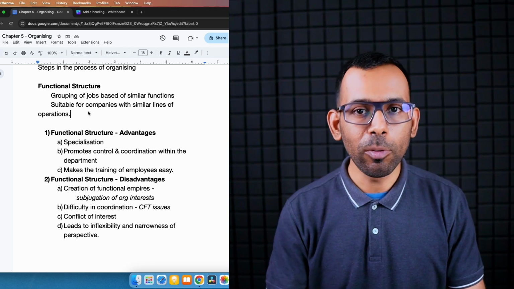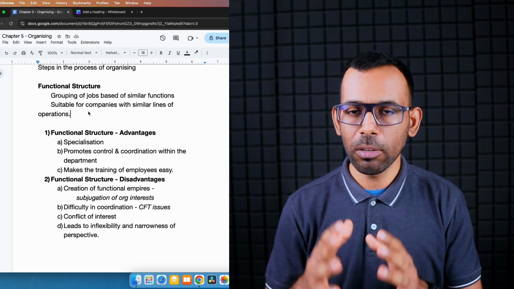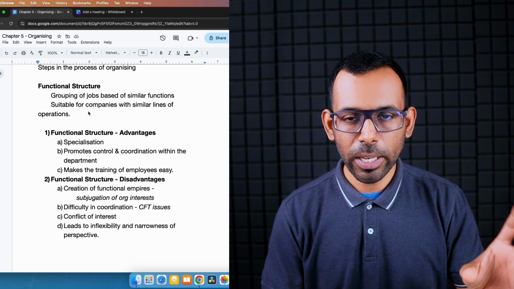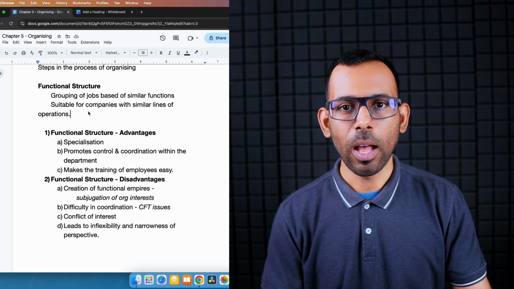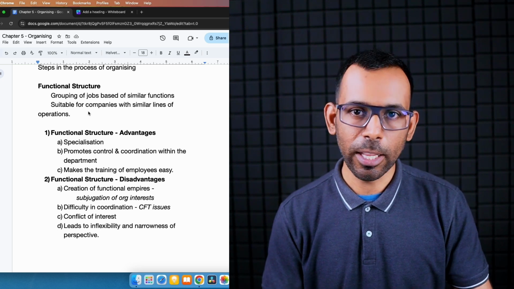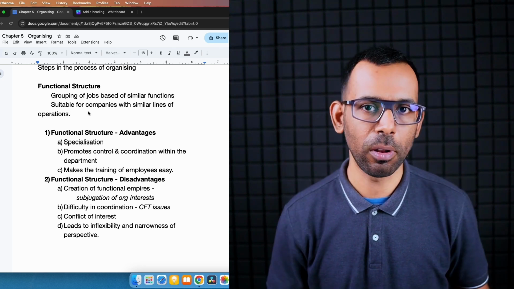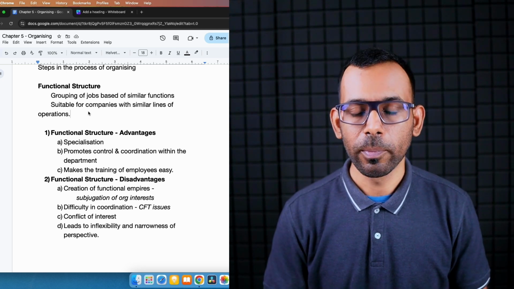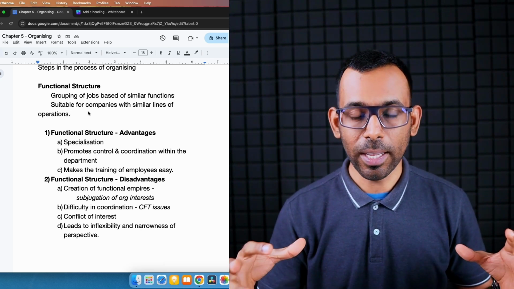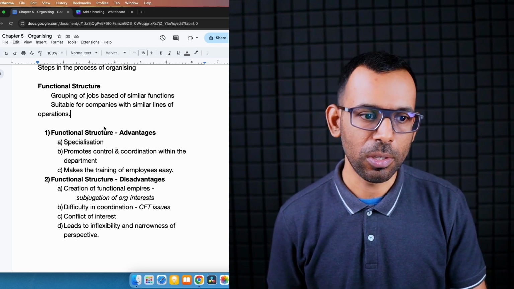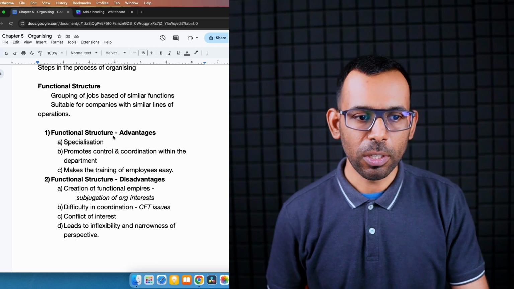But companies like IOC, BPCL, HPCL, ONGC, SAIL, these companies deal with a single type of product. SAIL deals with steel, ONGC deals with oil and natural gas, and then IOC, petrol, HPCL, Hindustan Petroleum, petrol, Bharat Petroleum, petrol. So these companies don't have a wide variety of products, but they are large in size. So companies with a similar line of operations but of huge size, they prefer functional structure. Now let's go to what are the advantages and disadvantages of functional structure.